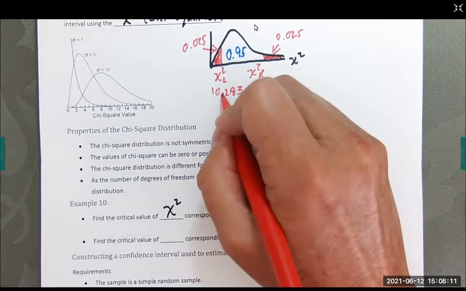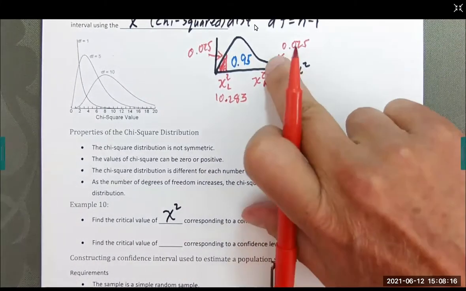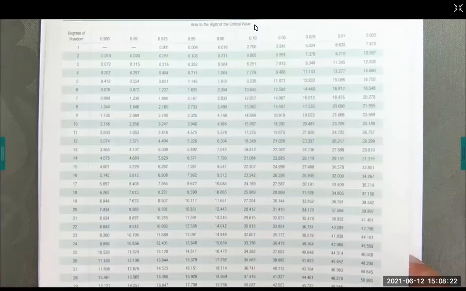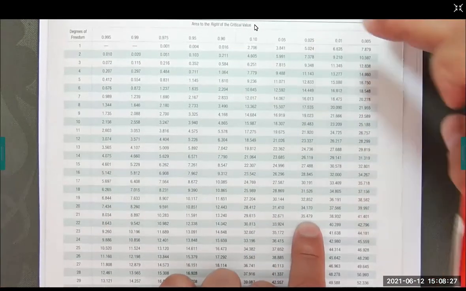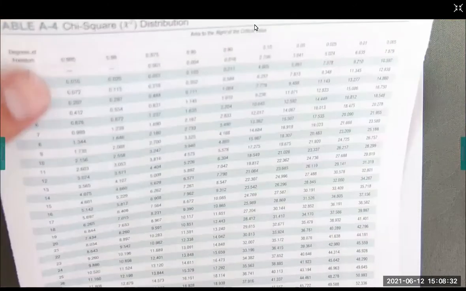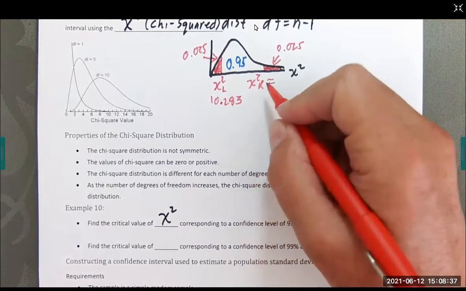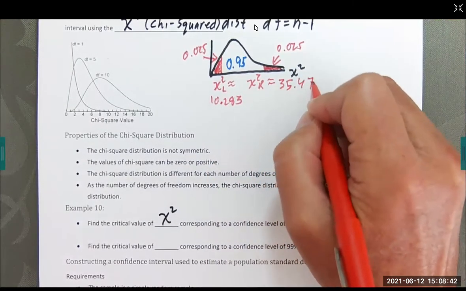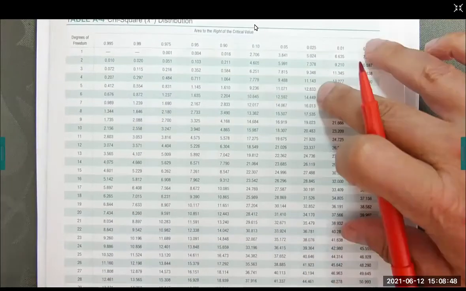10.283. Area to the right, chi-squared right. Again, area to the right is 0.025. Degrees of freedom is still 21. 0.025, degrees of freedom is 21. And here we are. 35.479. So approximately equal. This is 35.479. Let's double check that second one real quick. 0.025, 21. Yeah.